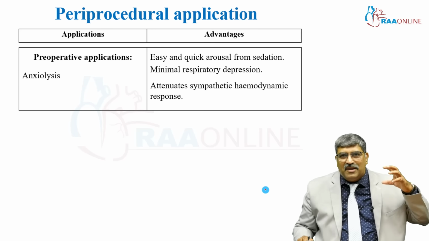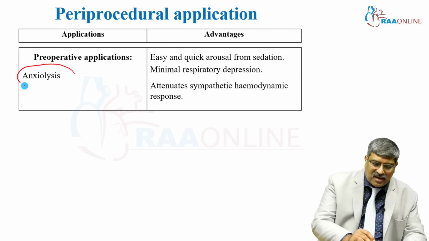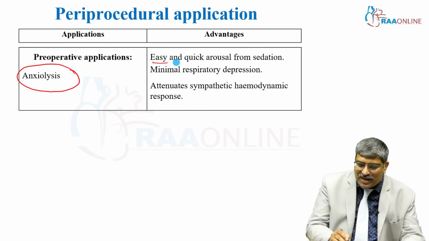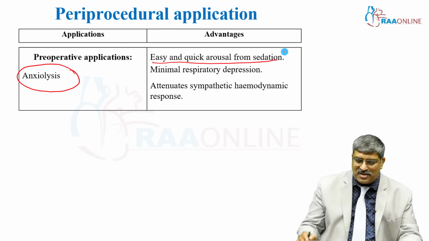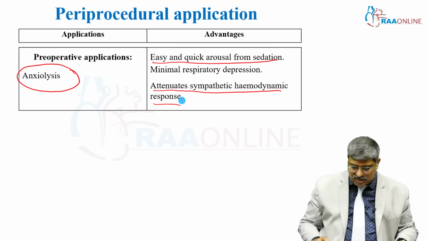So, what is the periprocedural application of dexmedetomidine? First is anxiolysis. It gives easy and quick arousal from sedation. There is minimal respiratory depression and it attenuates the sympathetic hemodynamic response.